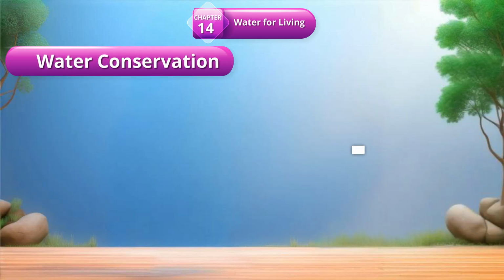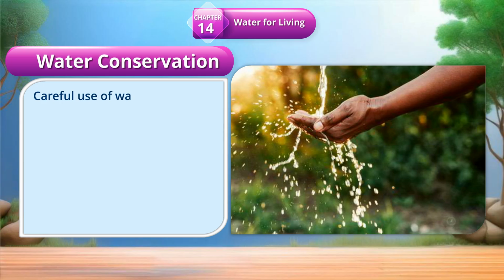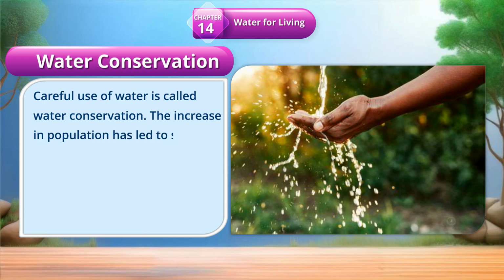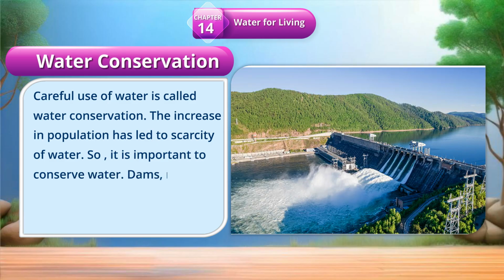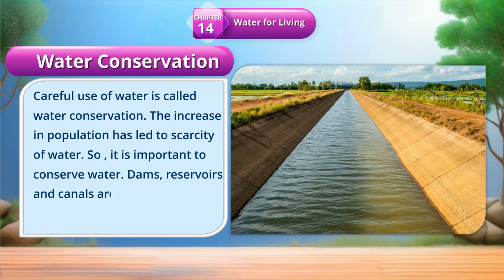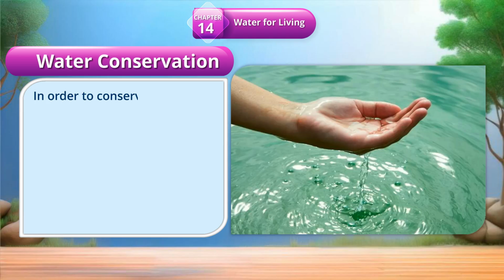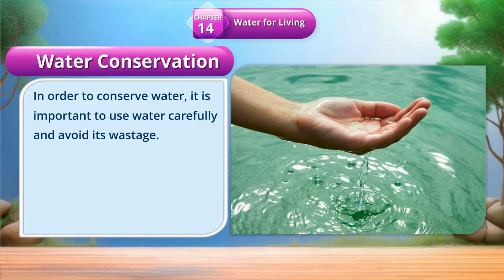Water conservation. Careful use of water is called water conservation. The increase in population has led to scarcity of water, so it is important to conserve water. Dams, reservoirs, and canals are built to conserve water. In order to conserve water, it is important to use water carefully and avoid its wastage.